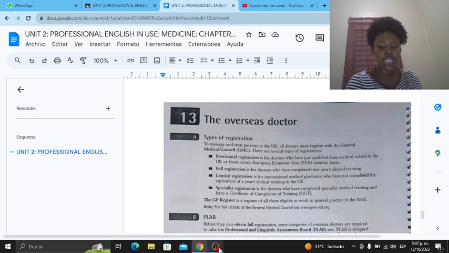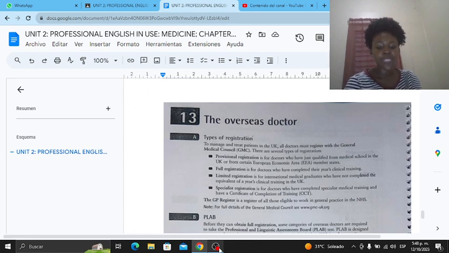Provisional registration is for doctors who have just qualified from medical school in the UK or from certain European Economic Area (EEA) member states. Full registration is for doctors who have completed their year of clinical training. Limited registration is for international medical graduates who have not completed the equivalent of a year's clinical training in the UK.